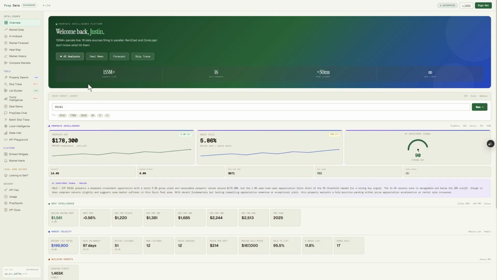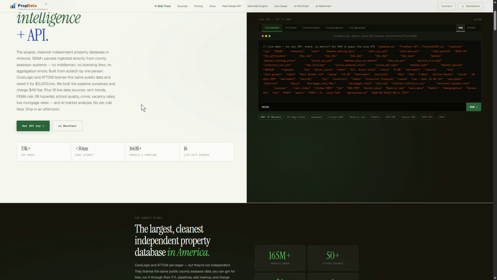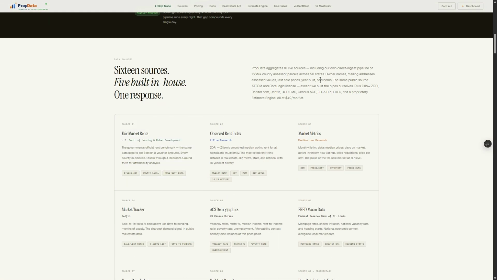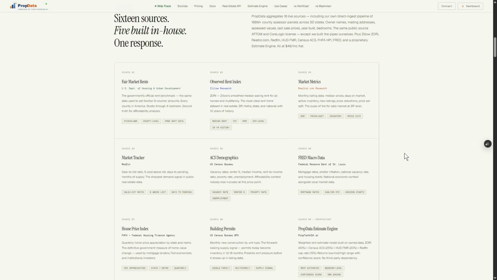66 million parcels of data being enriched with a variety of different resources. And let's just cover that real quick. What are those sources? We've got 16 live, 5 of them, yes, they are in-house, but we are using outside resources as well, such as Redfin, US Census Bureau, Zillow Research, US Department of Housing, and much more.